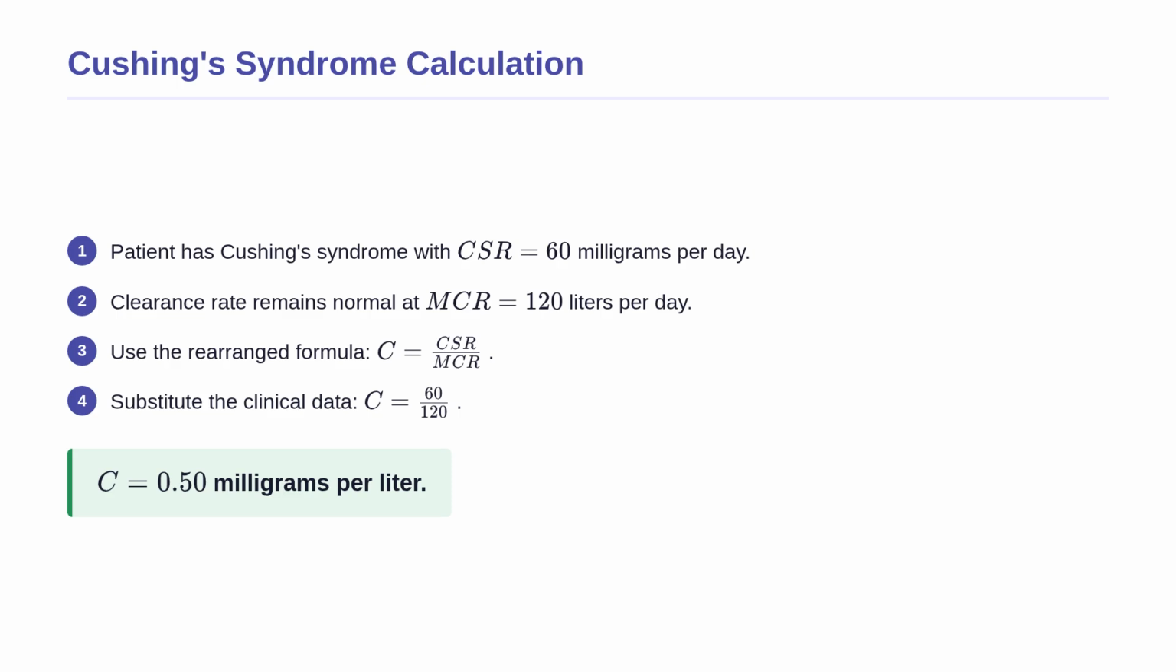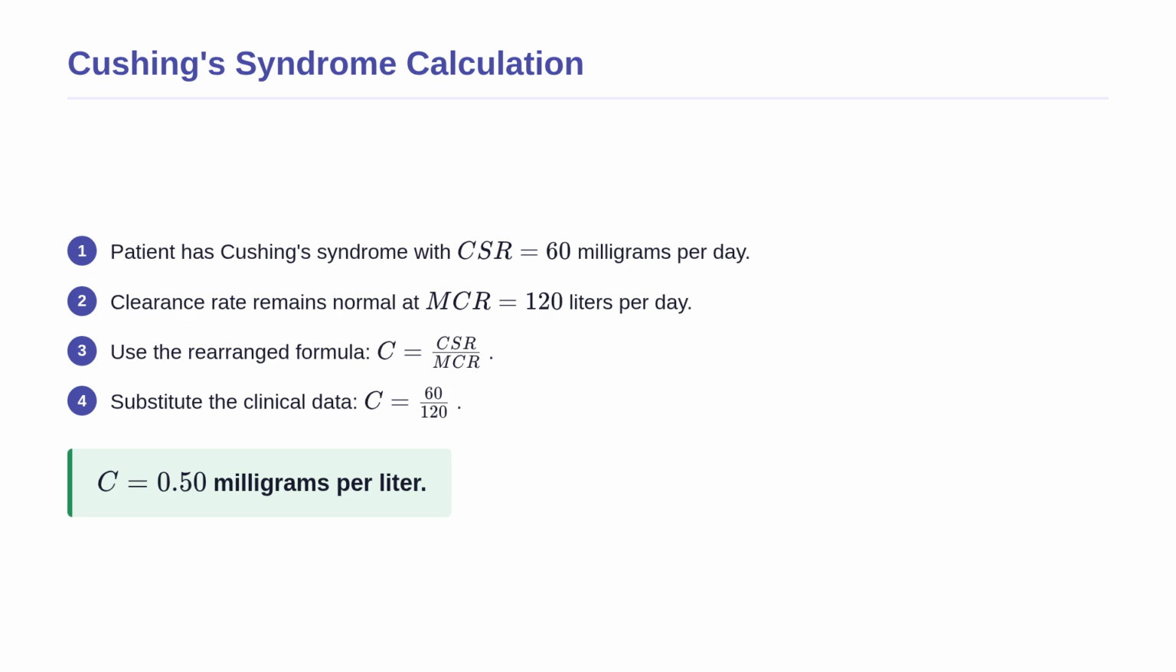Now that we have derived this new formula, let us apply it to a patient suffering from Cushing syndrome due to microscopic adrenal hyperplasia. His zona fasciculata is overgrown, causing his secretion rate to skyrocket to 60 milligrams per day. His clearance rate remains normal at 120 liters per day. We need to find his new plasma concentration.